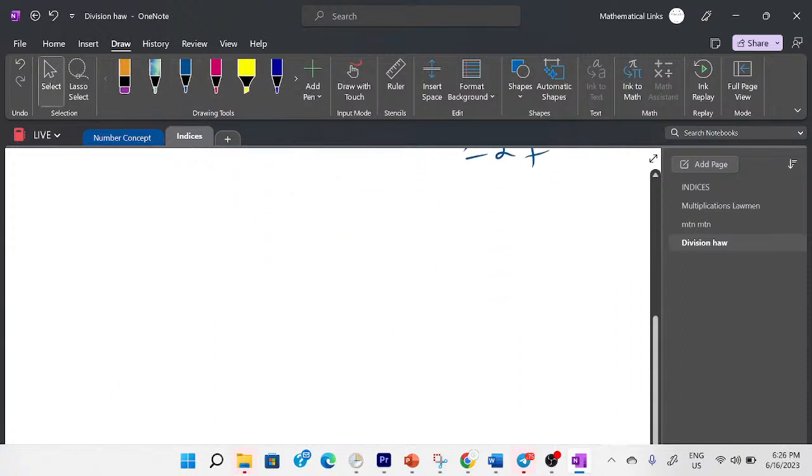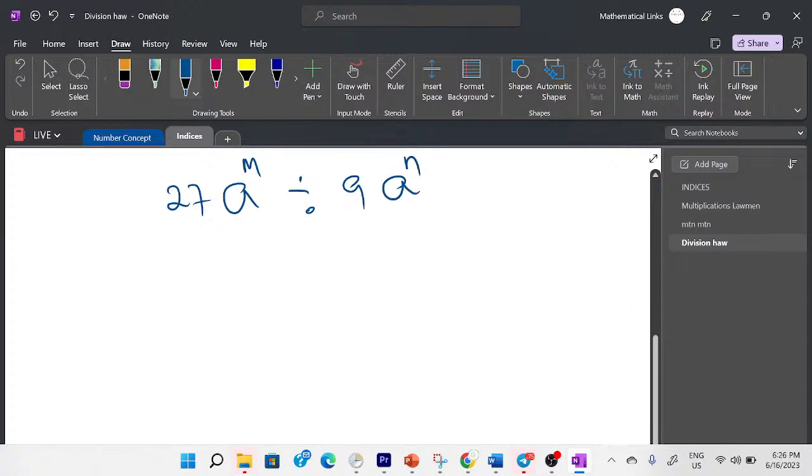So similarly, you could also have the second category, where you have, for instance, 27a to the power of m, divided by 9a to the power of n. In this case, you need to divide the numbers first by saying 27 divided by 9, or 27 over 9. They are both the same. So now you are left with these two indices.